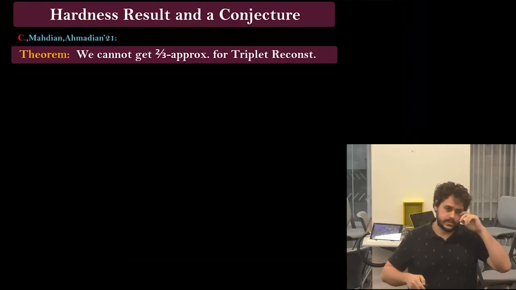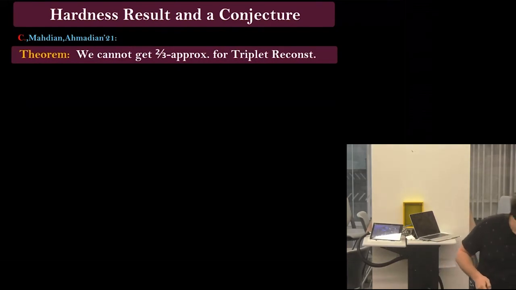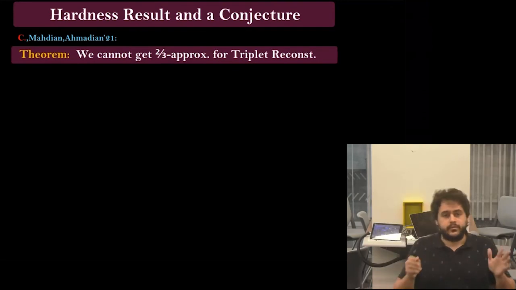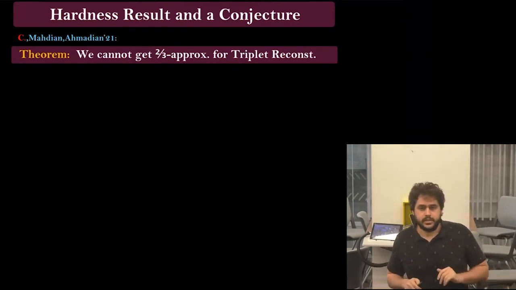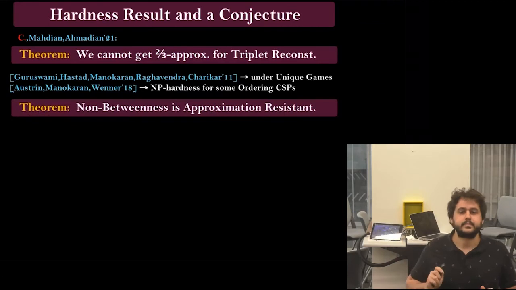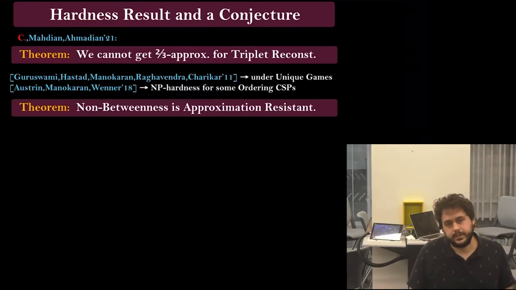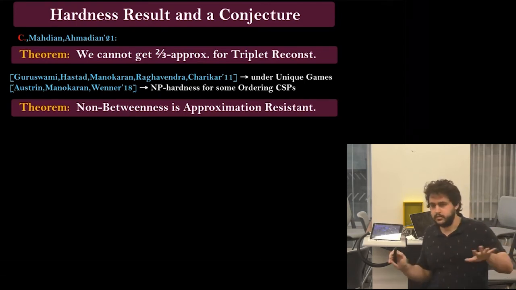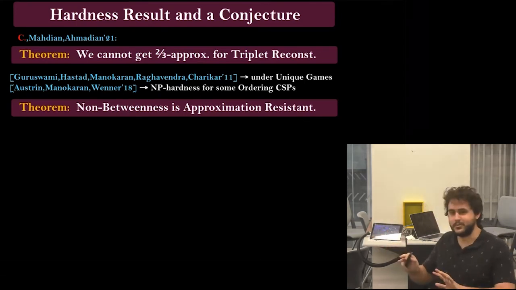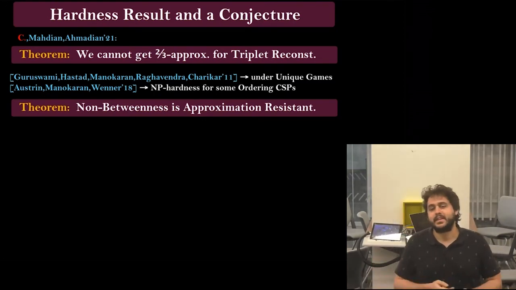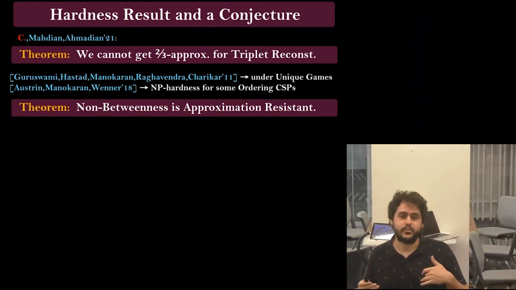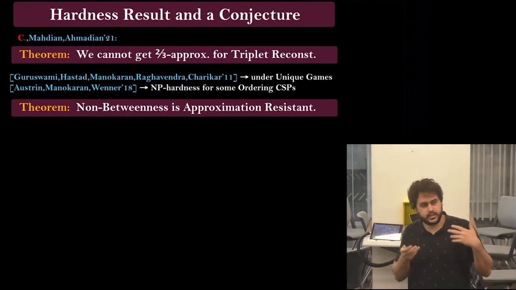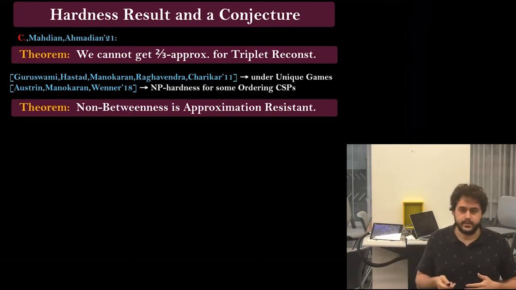Yeah, so let me just give you some of the ideas about the proof. So for triplets reconstruction, we cannot get more than a 2/3 approximation. The main reduction is from an ordering problem called non-betweenness. Now, some of you may have worked on this problem. I know Vaggos Chatziafratis and you have worked on it. Or betweenness, yeah. So let me tell you what non-betweenness is. You will see the connection at a high level, and then I will tell you the reduction.